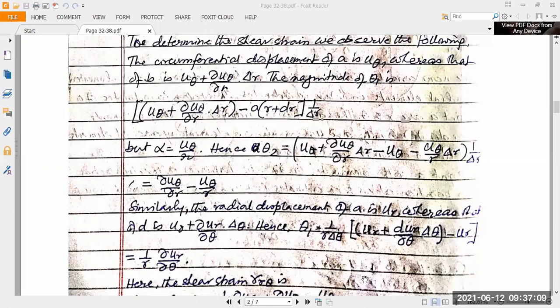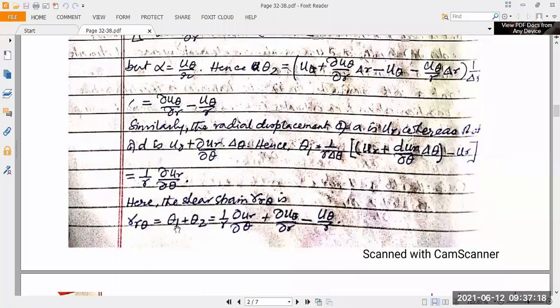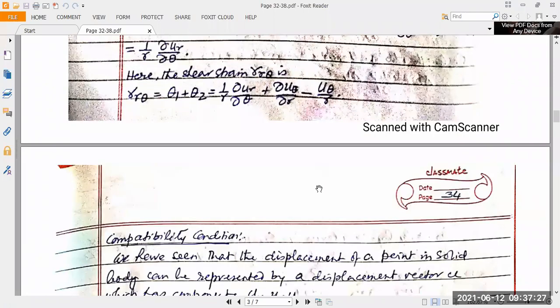Hence the shear strain gamma r theta is equal to theta 1 plus theta 2, 1 by r du_r by d theta, this one and this one itself. So this is, so far, the tensor analysis of the plane strain in the polar coordinate axes itself. Now let us start the compatibility equation to a certain extent.